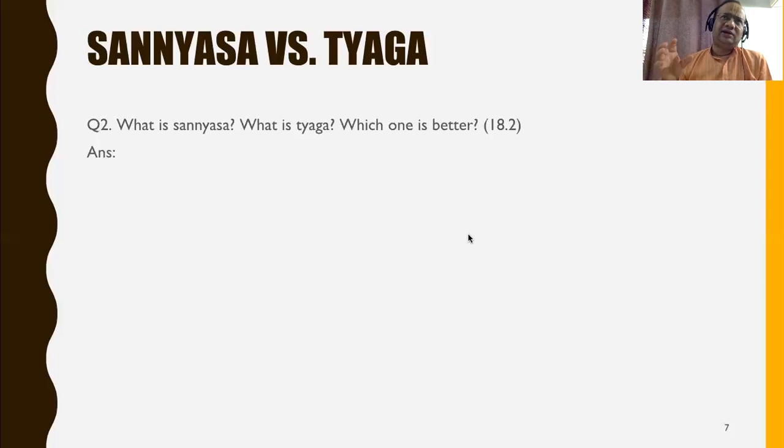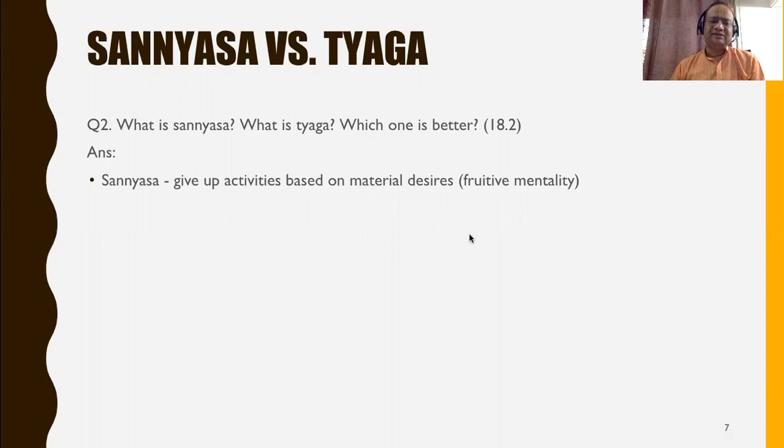But from the external point of view, Lord Krishna has recommended Tyaga over sannyas in the sense that Tyaga, or Karma Yoga in general, is more practical to do. So he is saying Tyaga is better than sannyas, and if you explain it like that, we can accept that answer as well. But from the internal consciousness point of view, there is no difference between sannyas and tyag. The ultimate goal is to renounce the result of the activity, the fruitive mentality. That is what is common in both. Sannyas means giving up activities based on material desires, which actually means fruitive mentality. And tyag means giving up results of all the activity, which again also means fruitive mentality. And which one is better?